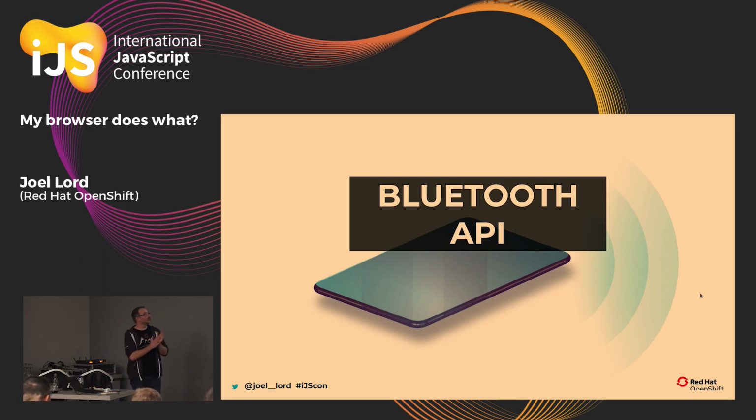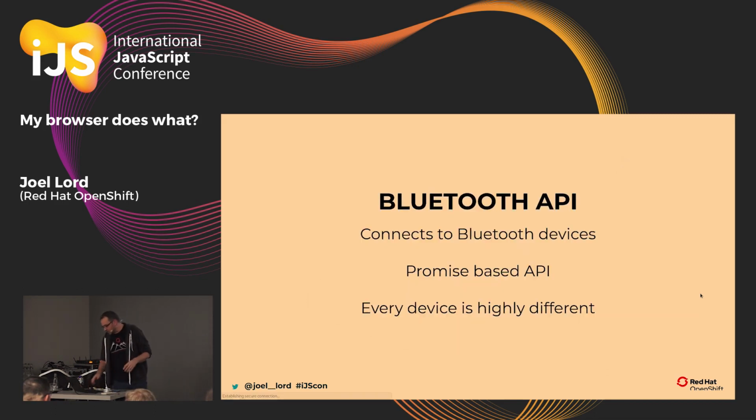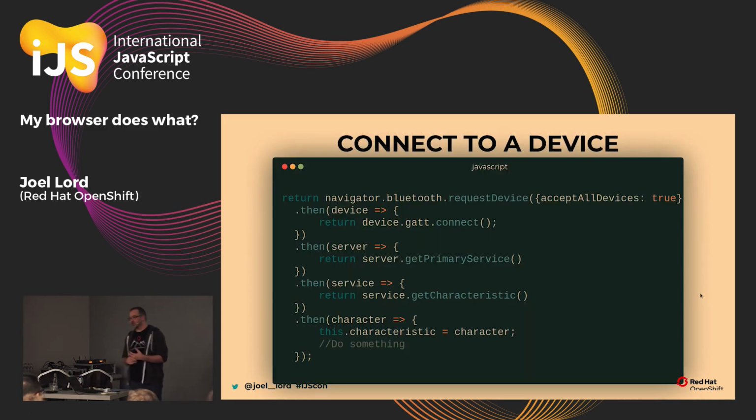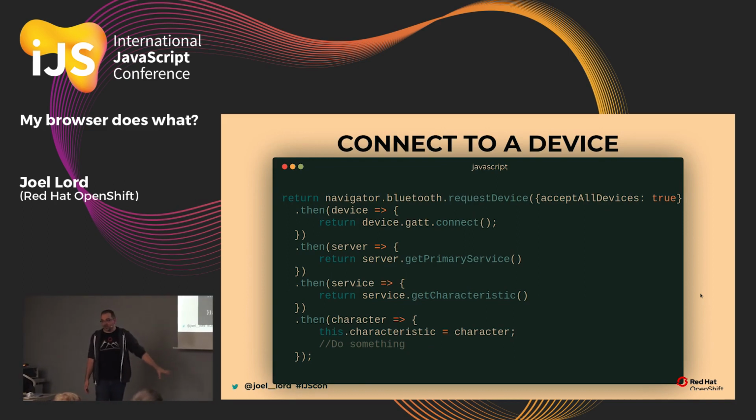Last API that I wanted to show you today, Bluetooth API. The Bluetooth API is a very complex one to use, but it will let you connect to Bluetooth devices. It's a promise-based API. If you look at IJS 2016, I think I did a presentation. It might have been recorded. Every device is very, very different. So it's a little bit hard to play with, but if you know what you're connecting to, it's relatively easy to use. It's just a lot of boilerplate code.